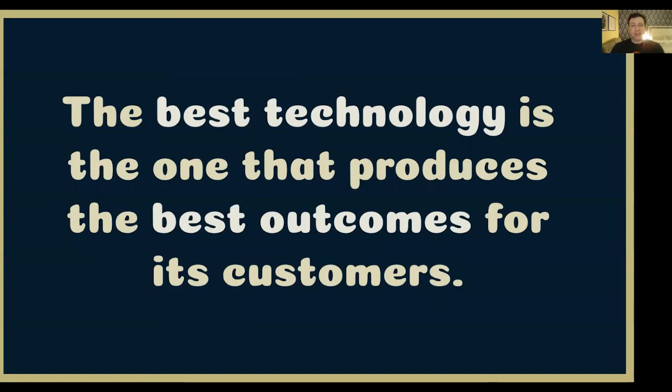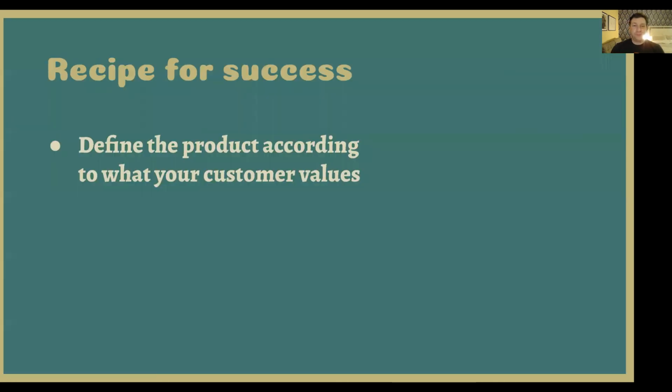The best technology may not be the fastest. It may not be the newest. All things being equal, fast is usually better than slow, and new is usually better than old. But all things aren't equal. We don't build software for an abstract, rational, platonic ideal of the customer. We build for irrational, emotional, squishy humans. So the best technology is the one that produces the best outcomes for its customers.